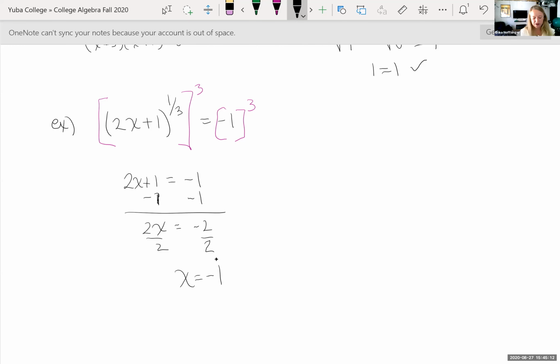Okay, so as long as I didn't make any errors going through my work, I shouldn't have to check it. What I've gotten should work, because I cubed both sides of the equation, and 3 is not an even number.